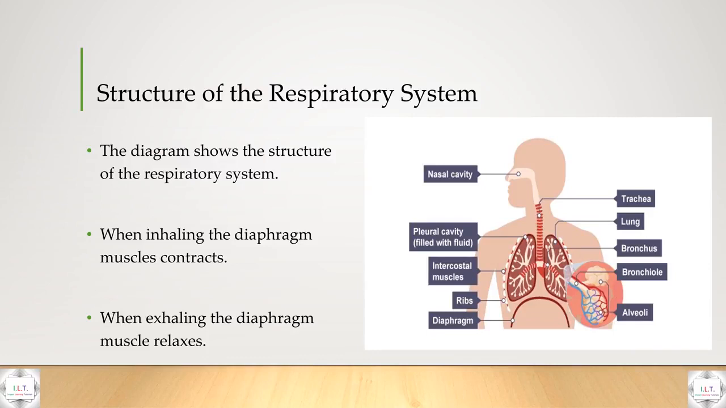At the bottom of the diagram, you'll see a diaphragm, and when we inhale, the diaphragm muscle contracts, and then when we exhale, the diaphragm muscle relaxes. So that little muscle at the bottom of the system, like the oval shape, that's known as the diaphragm. So it might be worth pausing the video here, have a look at the diagram, and get to know each of the different parts that make up the respiratory system.